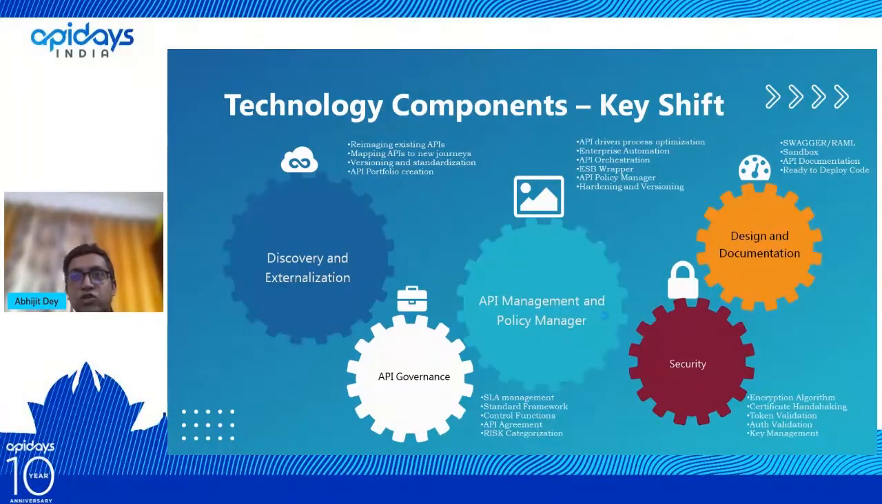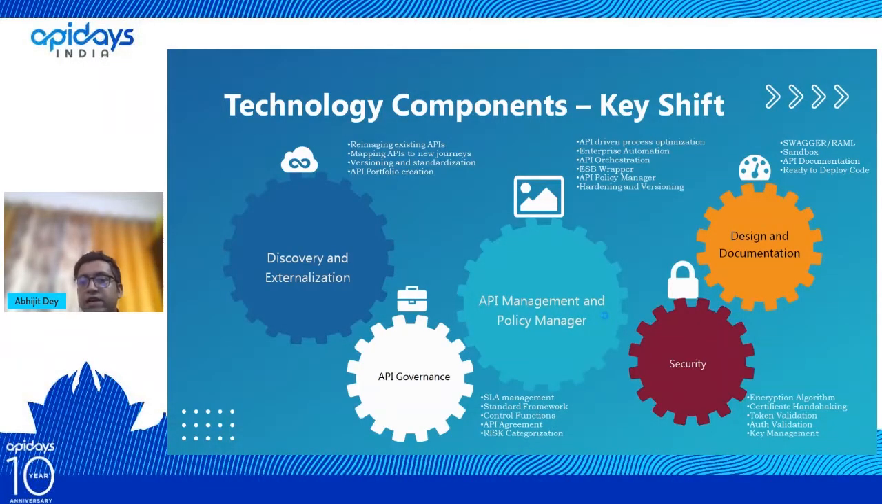So governance says which APIs you can give, which data you can cover, what the SLA is, what the standard framework is, what the risk categorization of this API is, right? Based on the data and the functionality, we can categorize our APIs into high, mid, and low, right? High can be the financial transaction APIs, mid can be the offering and loan application APIs, and low can be APIs which throw back public information, right?